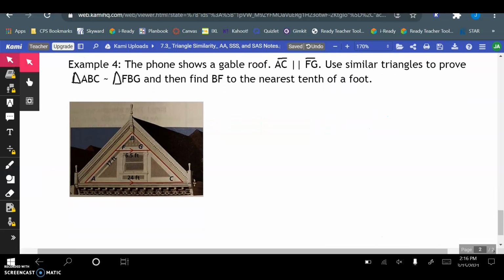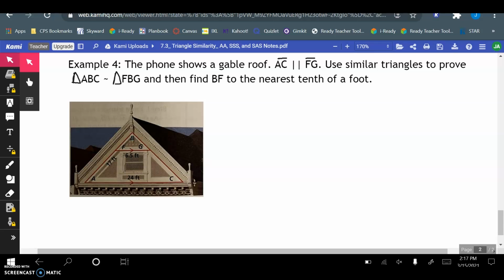And then for our last example, the photo shows a gable roof. AC is parallel to FG. So the bottom and then the line going across the top, and they're marked there with the little arrows, so those are parallel. We need to use similar triangles to prove that triangle ABC is similar to FBG, and then find BF to the nearest tenth of a foot. So we need to find that shorter side of that top triangle.